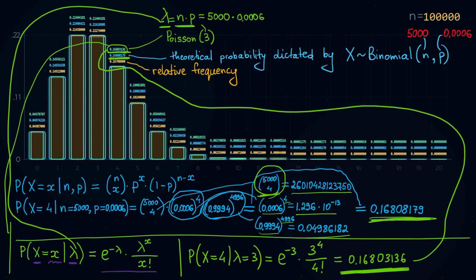So if you were facing this problem in the real world, unless you need some incredible precision, going with the Poisson approximation rather than computing the actual binomial probabilities is probably the way to go here.